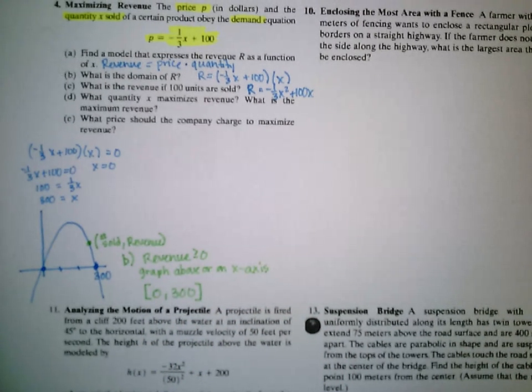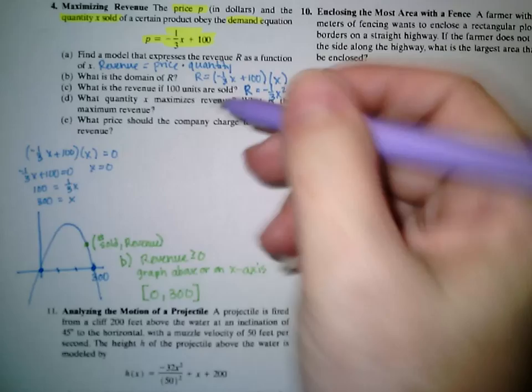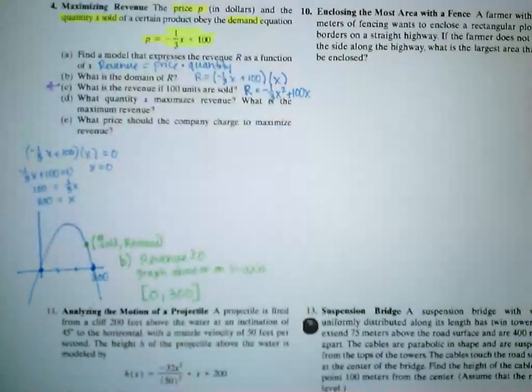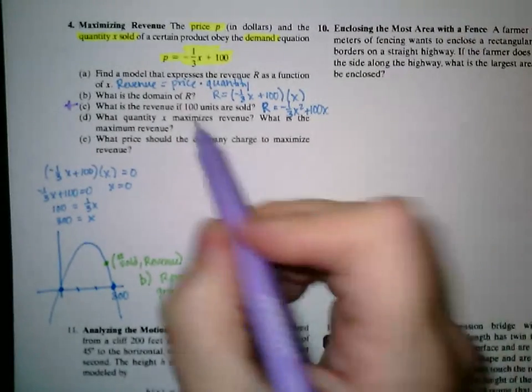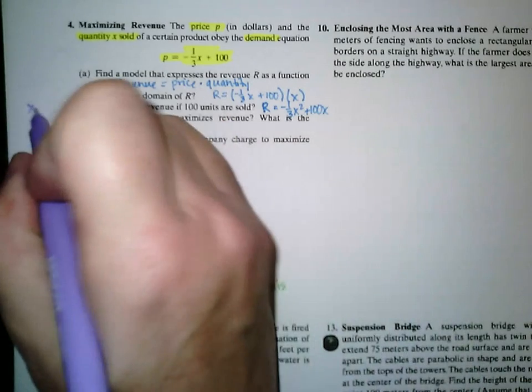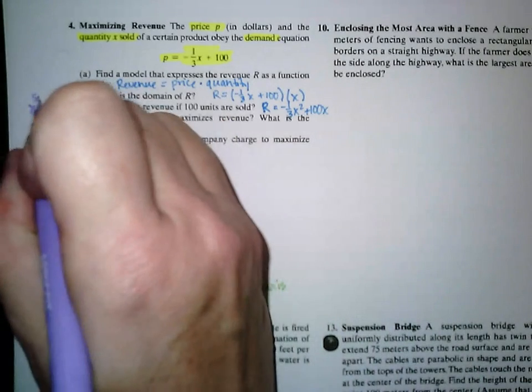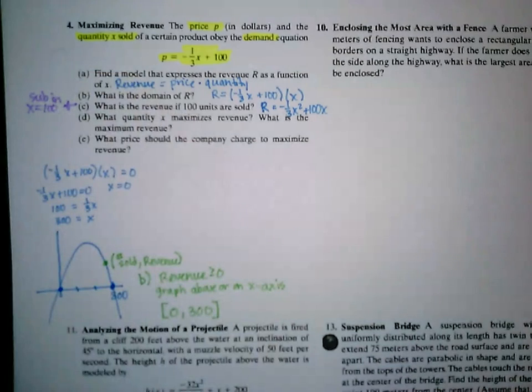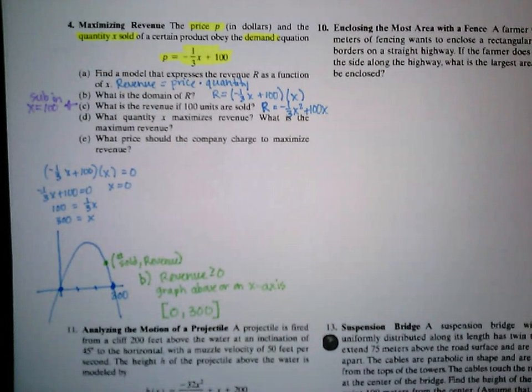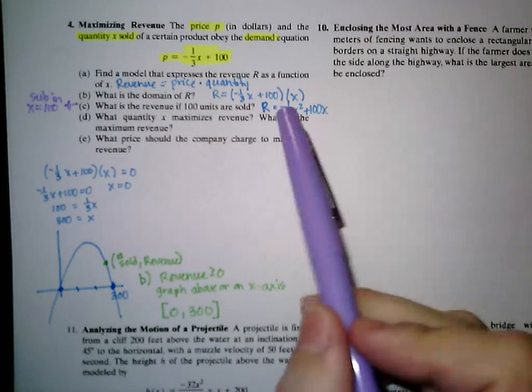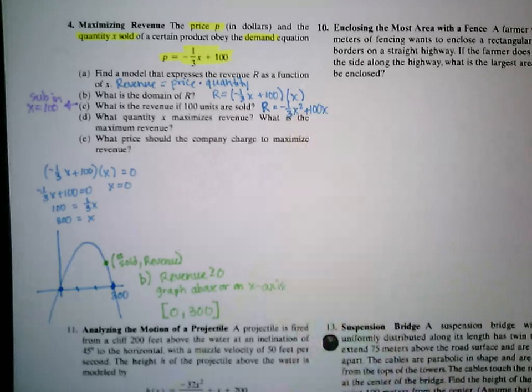Let's see what we have for part C. What is the revenue if 100 units are sold? So part C, that's a pretty easy one. If 100 units are sold, X is the number of units sold. So we're just going to sub in X equals 100. I won't take your time doing that. You can do that. Just sub in 100 for your X value. What quantity X maximizes revenue, and what is the maximum revenue?